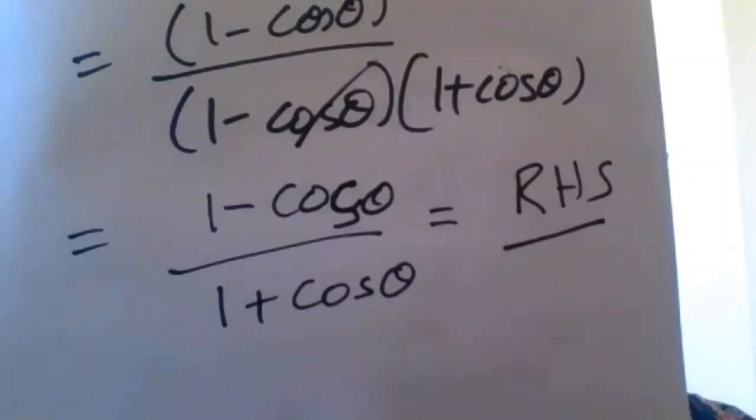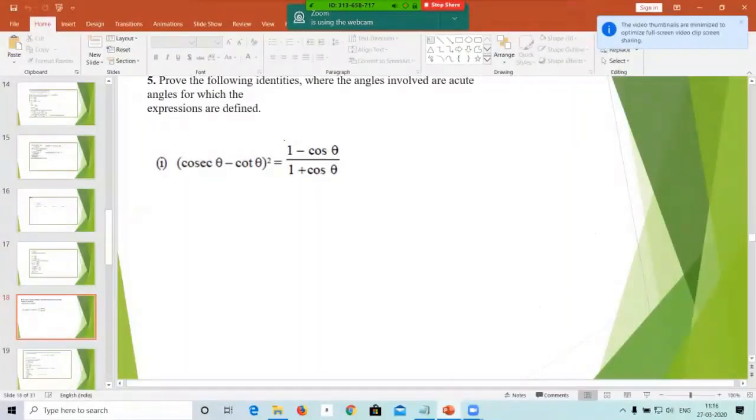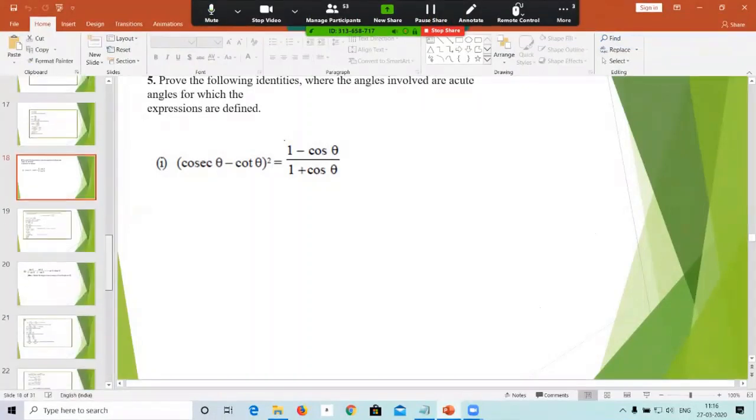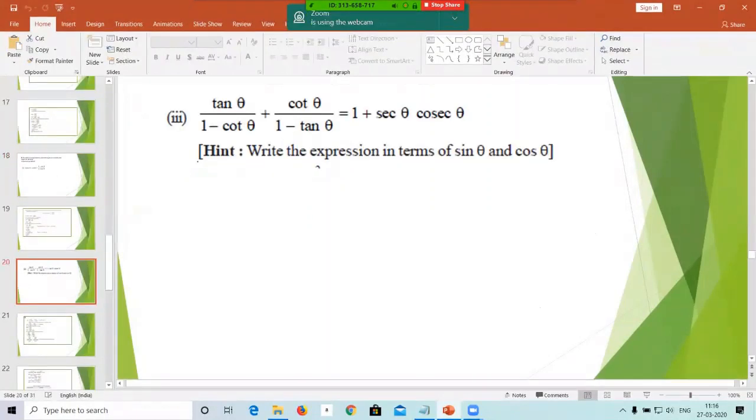Okay? Done? Fine. So here our question is solved. So that was our LHS which we started solving with and moved ahead to the RHS. Now take up this one. Can everybody see the third part of the fifth question? Yes, ma'am. Yeah, start working on that.